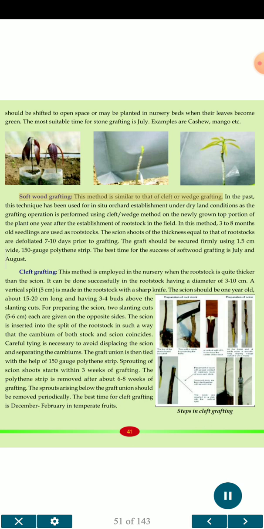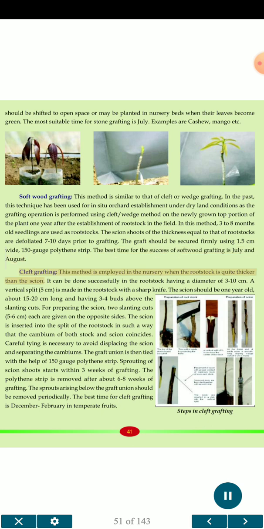Softwood grafting. This method is similar to that of cleft or wedge grafting. In the past, this technique has been used for in situ orchard establishment under dry land conditions as the grafting operation is performed using cleft, wedge method on the newly grown top portion of the plant 1 year after the establishment of rootstock in the field. In this method, 3 to 8 months old seedlings are used as rootstocks. The scion shoots of the thickness equal to that of rootstocks are defoliated 7 to 10 days prior to grafting. The graft should be secured firmly using 1.5 cm wide, 150 gauge polythene strip. The best time for the success of softwood grafting is July and August.